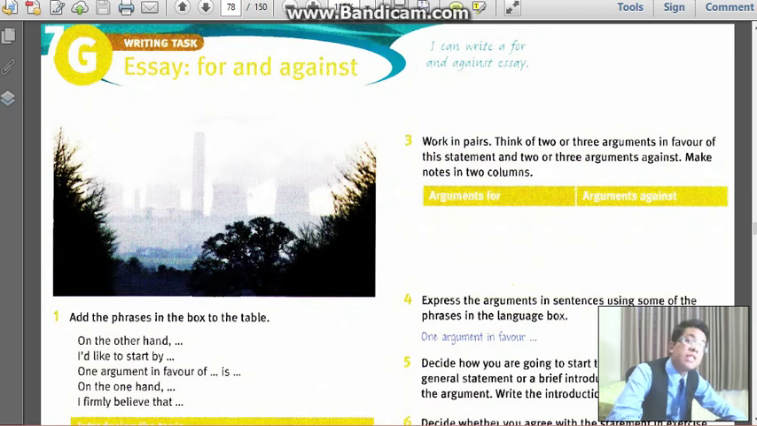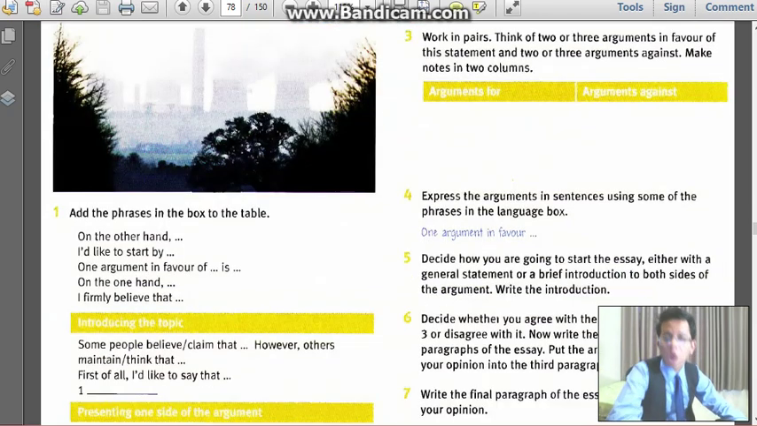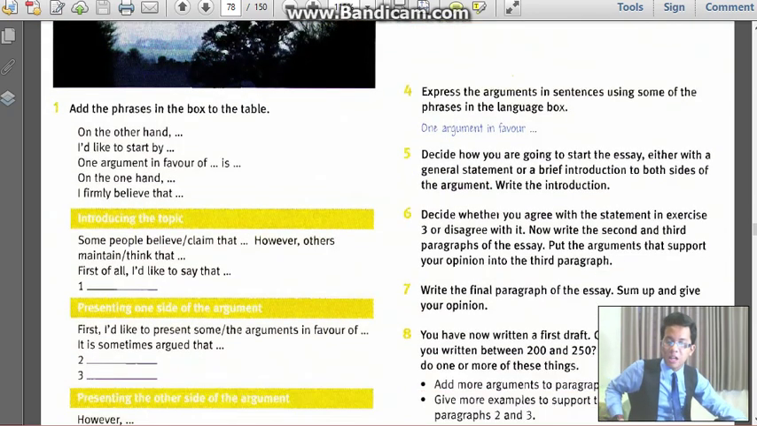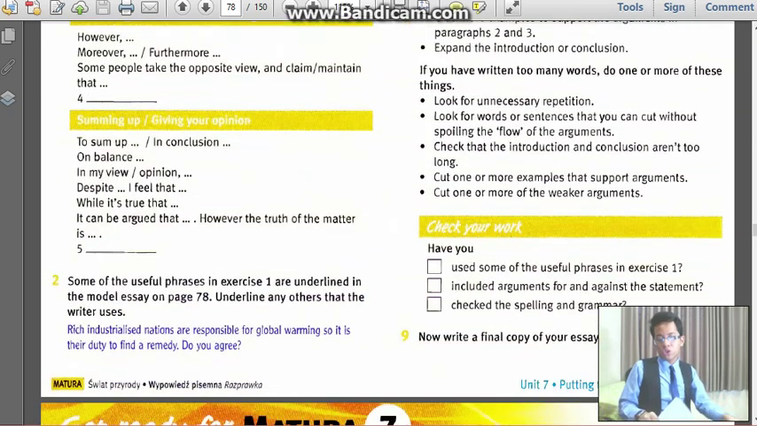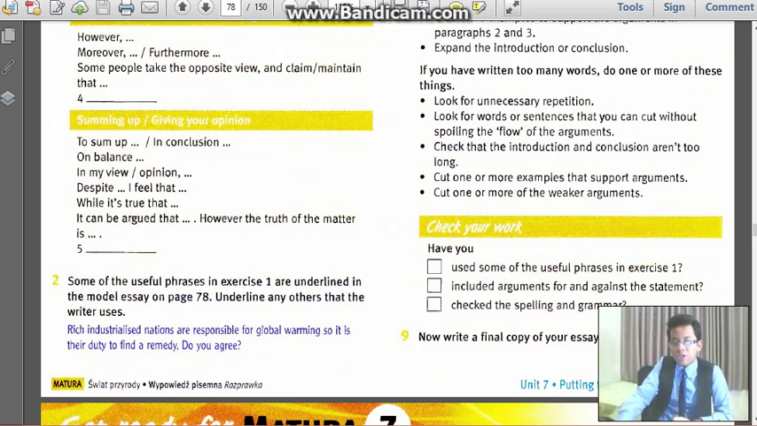Previously, in the last part, you already did exercise number 1 on page number 79. So let's now do what's next. It is exercise number 2. On the screen, they tell you that some of the useful phrases in exercise number 1 are underlined in the model essay on page number 78. So underline any others that the writer uses.